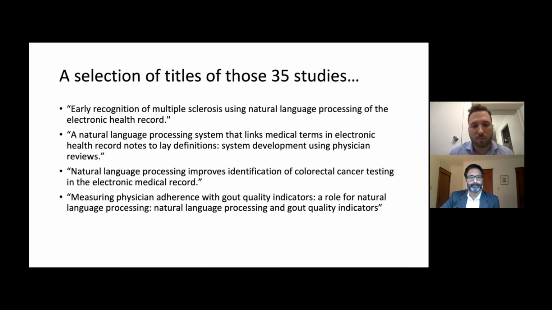So just to highlight a selection of those 35 studies: recognition of multiple sclerosis in the electronic record, medical terms that can be linked using NLP, improving colorectal cancer testing using NLP, measuring physician adherence with gout indicators using NLP. So as you can see, all these different use cases are out there in the literature.